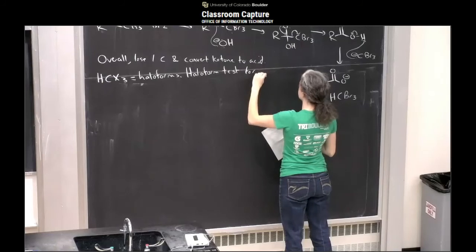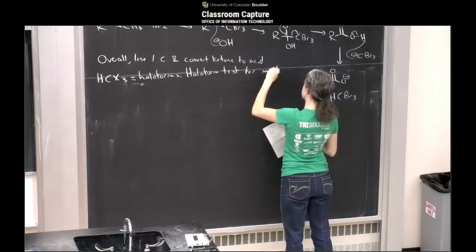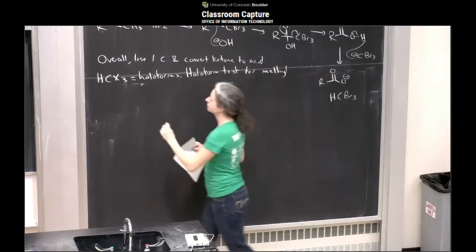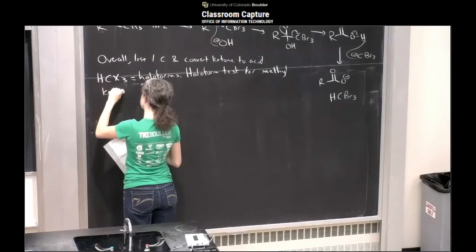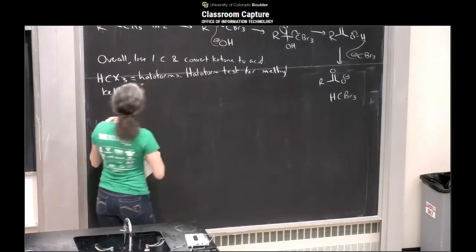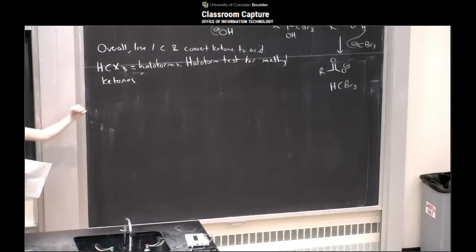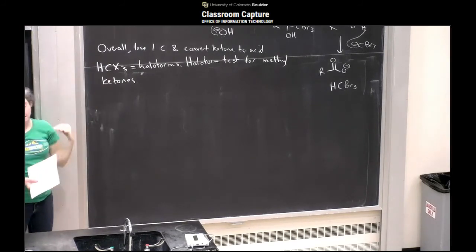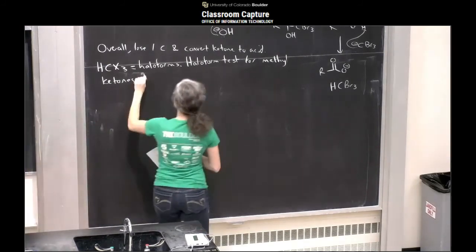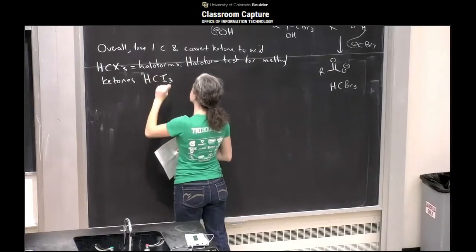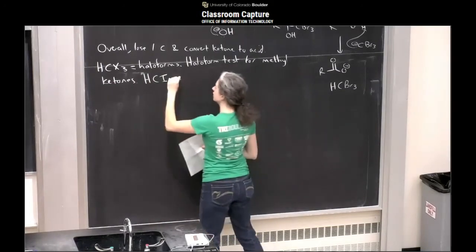For methyl ketones. So the way they used to do this is, it turns out both bromoform and chloroform are clear liquids that you can't really see that easily. But it turns out iodoform, so HCI3, is a yellow powder.